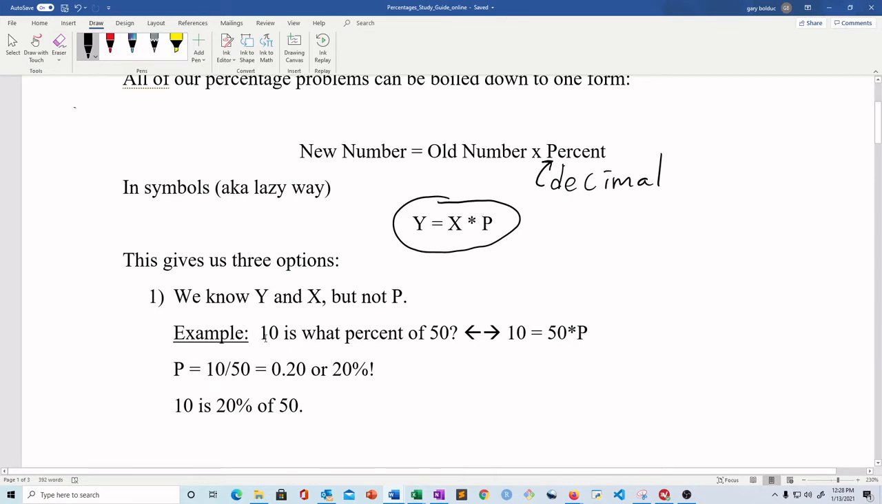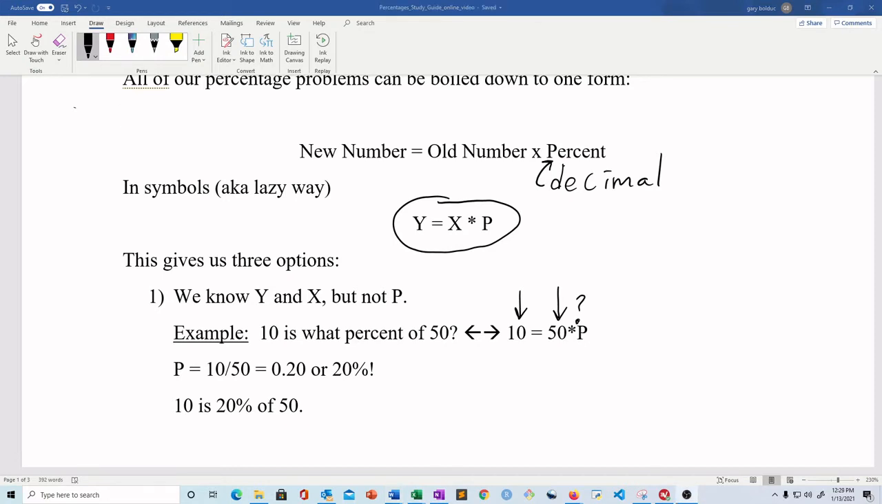Well, here's an example. 10 is what percent of 50? Okay, so I say, okay, 10 is my new number, so that's why I plugged it in for the new number here. 50, that's my old number, okay, and then p is my percentage. I don't know this. I've got to find that out.